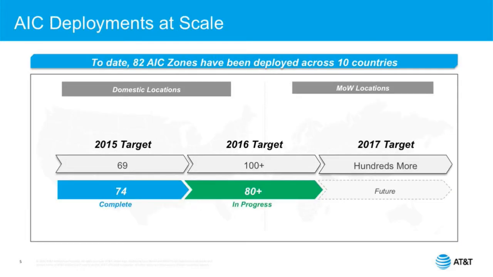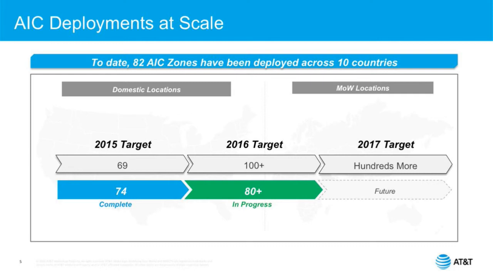And then finally, I'll finish with a few comments about the scale challenge at AT&T. We're deploying in a concept called zones. A zone can consist of multiple servers. We have zones of different types. We have a small, a medium, a large. And so our target has been, coming out of 2015, 69 of those zones which we exceeded.